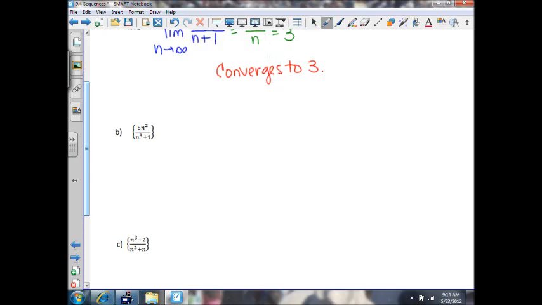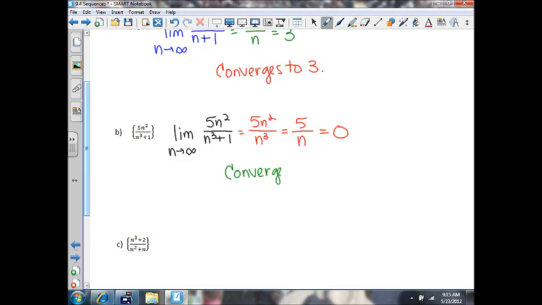Now if you look at B, the limit of 5n squared over n cubed plus 1 as n approaches infinity. That will really be 5n squared over n cubed, which will simplify to 5 over n, which will be 0. As n approaches infinity, it will be 0, so this converges to 0.